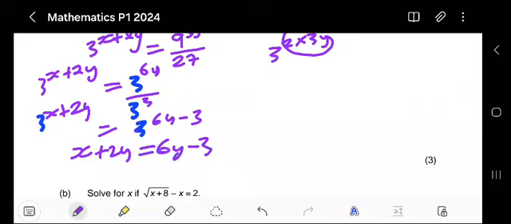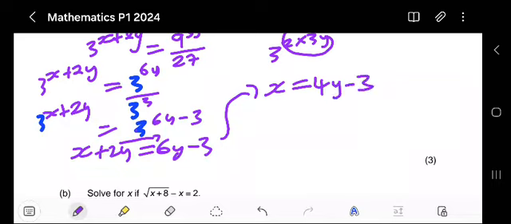Therefore, if you solve, you take those to the other side, right? You'll have that x. Then there we're supposed to have what? To calculate x in terms of y. 6y minus 2y will be 4y. Remember there we have minus 3. So that is what we'll have there, in terms of y.